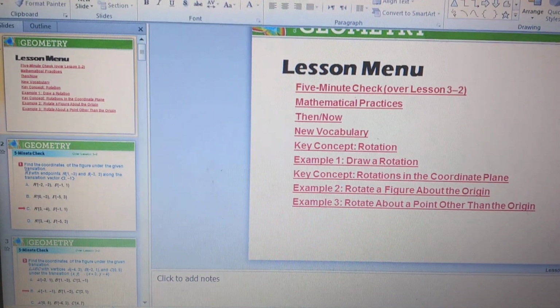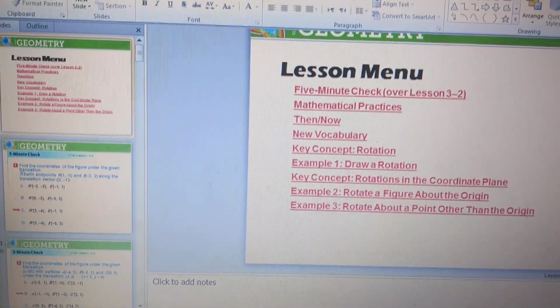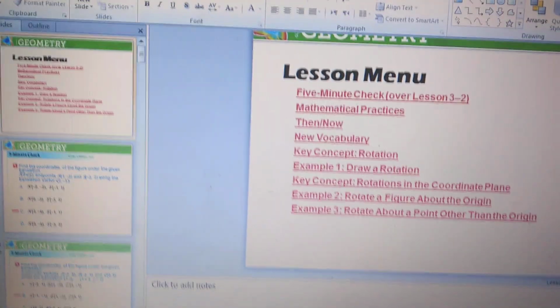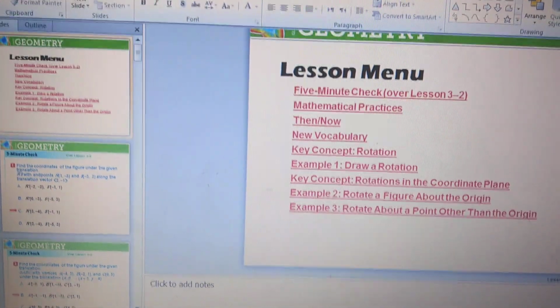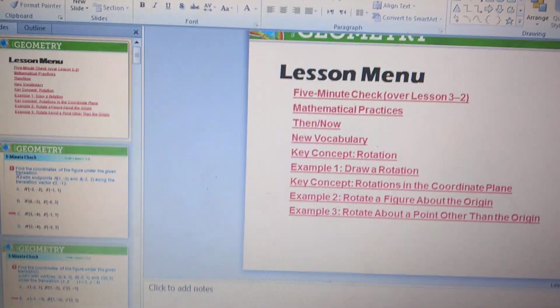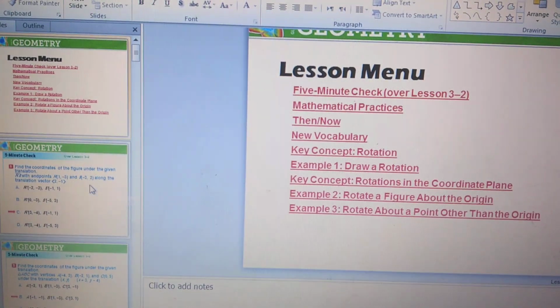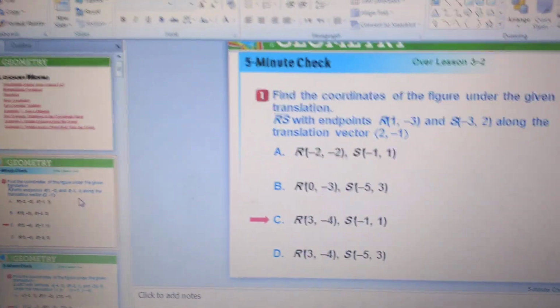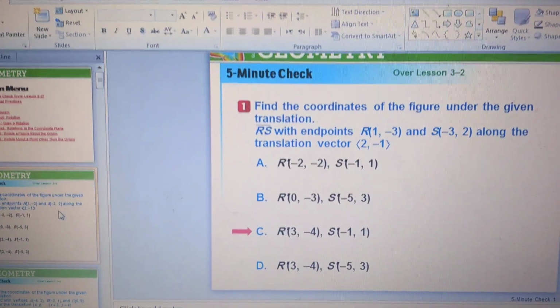Today we will take the third lesson in this unit, which is rotation. Before we start our lesson, we are going to see some slides about the previous lesson, which was translation.